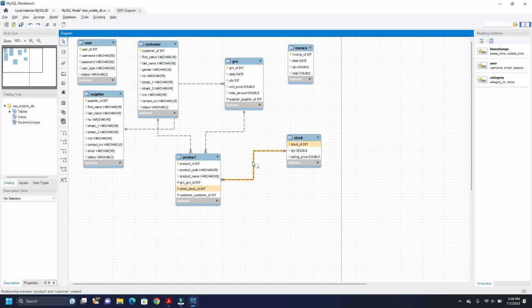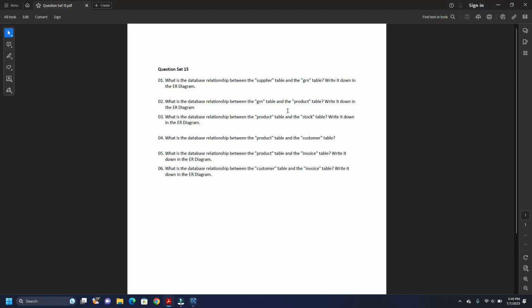So let's go ahead and create it. There you go, we have created the relationship. And on to the next question. What is the database relationship between the customer table and the invoice table? Write it down in the diagram. So likewise in the previous question, that relationship would also be a one-to-many relationship, because a customer can purchase products at different times. Therefore, a customer is given different invoices at those different times.